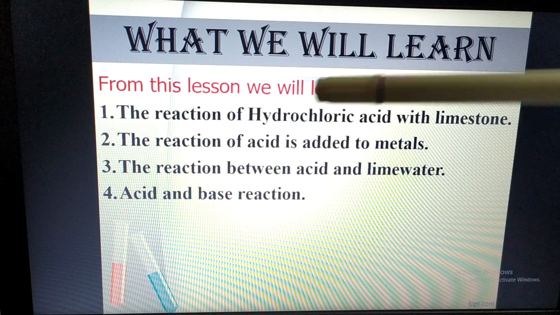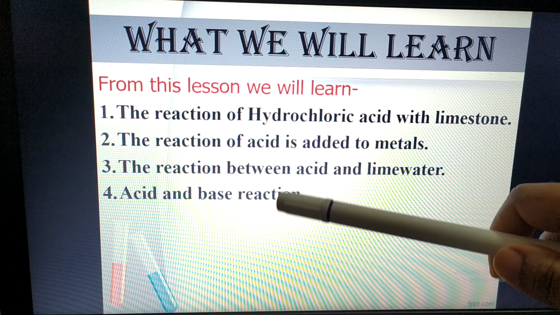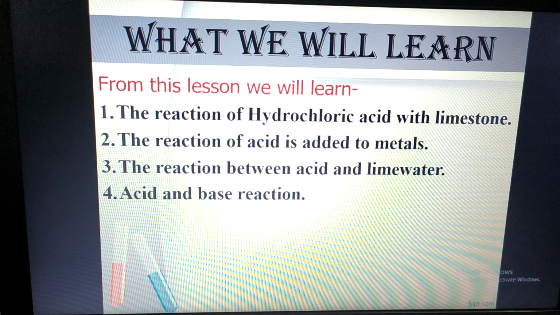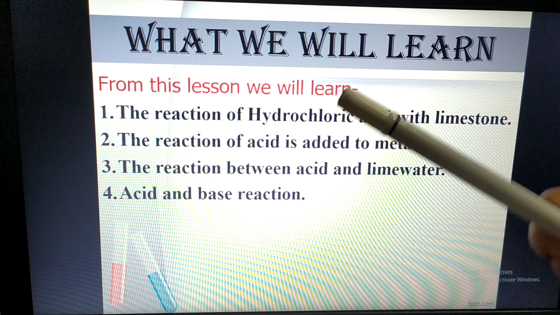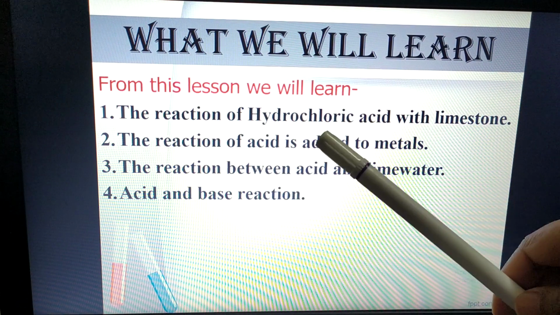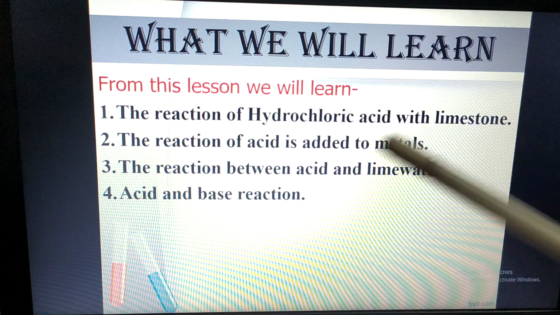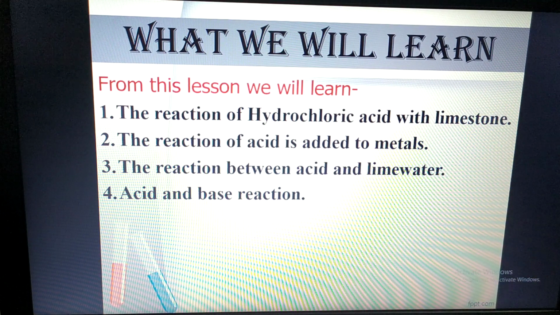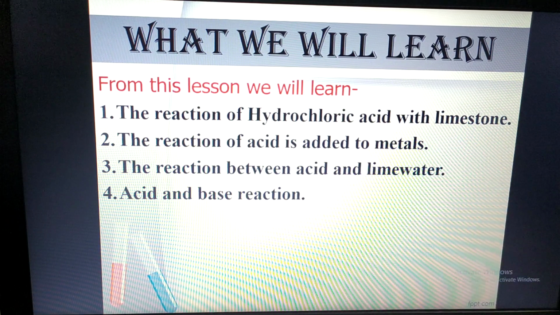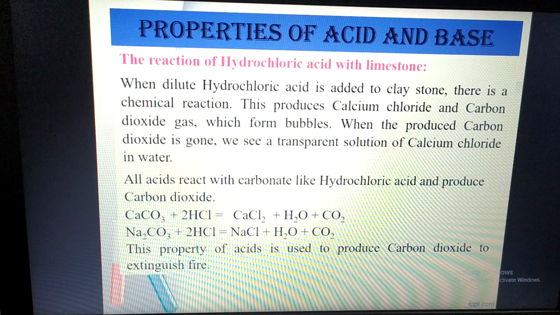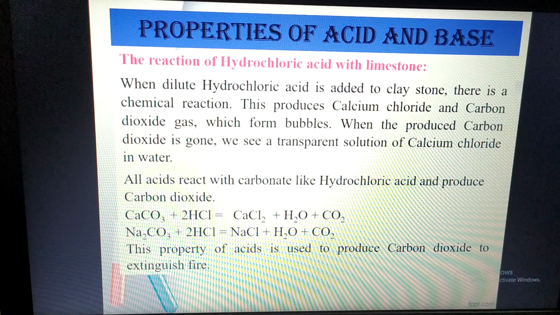Now, proceed with what we will learn today. We will learn some basic property, basic means chemical property, of acid or base, how they react with other substances, like the reaction of hydrochloric acid with limestone, the reaction of hydrochloric acid with different metals, the reaction between acid and lime water, and the acid and base reaction. So first one, the reaction of hydrochloric acid with limestone. So what is limestone? You must know that one.